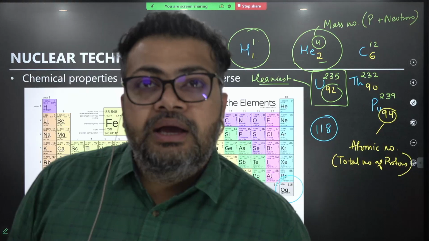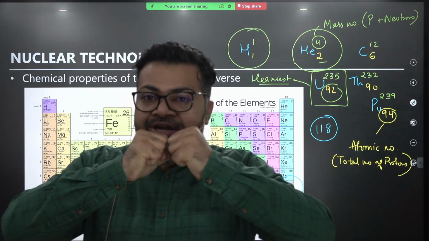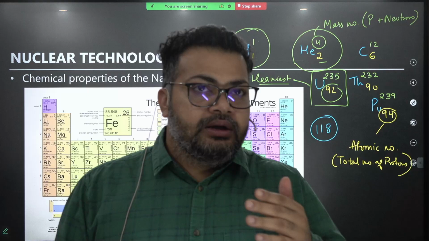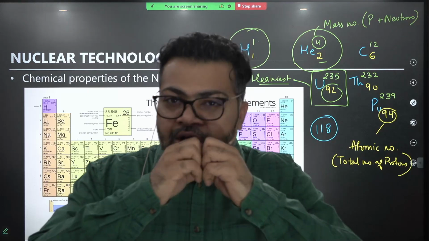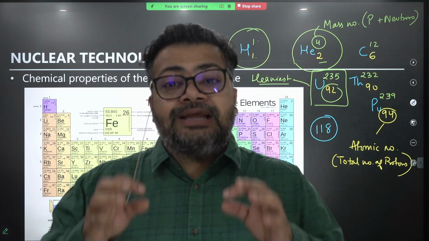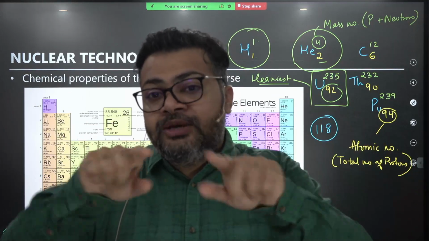So guys, helium exists. 2 protons, they will try to run away from each other, but helium does exist. Carbon, 6 protons, they all will try to run away, but carbon also exists. Uranium, 92 protons, all of them trying to run away, but still uranium also exists.